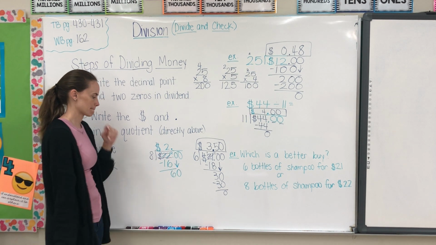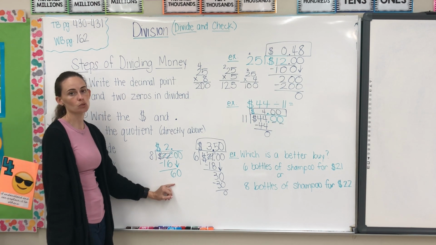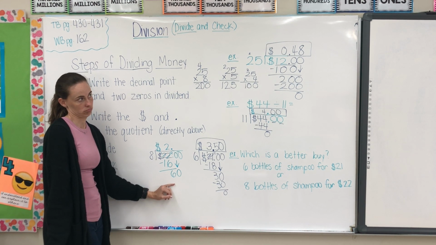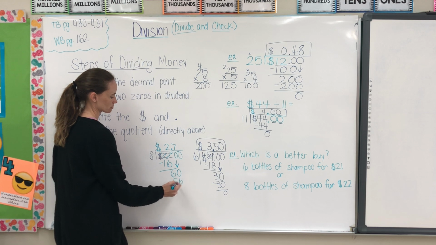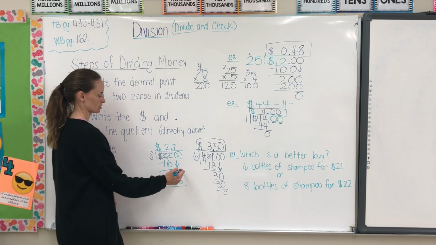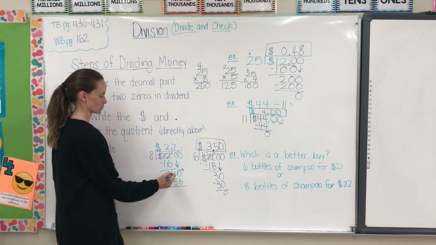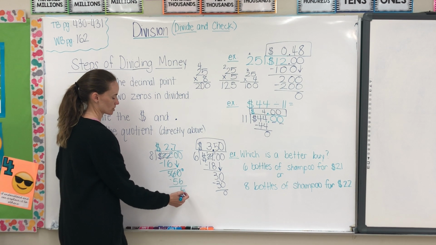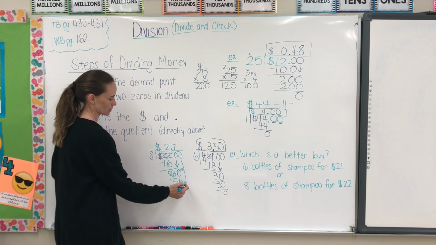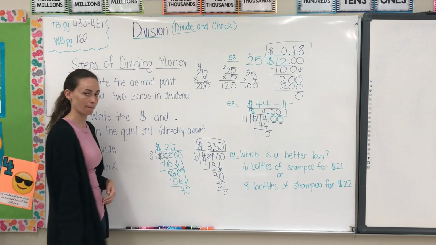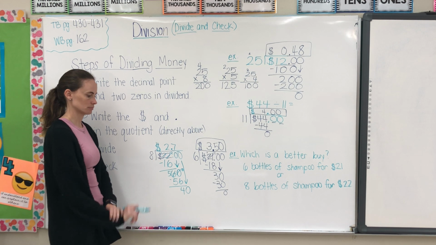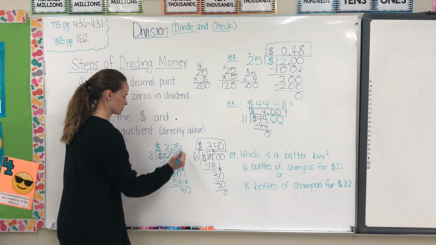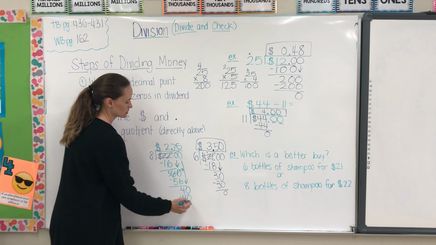We have 60. 8 times what is close to 60? 8 times 7? Yes. 56. Subtract. The 0 becomes a 10. The 6 becomes 5. 10 minus 6 is 4. We bring down our other 0. Now we have 40. 8 goes into 40 how many times? 5. Beautiful answer. 40, 0.